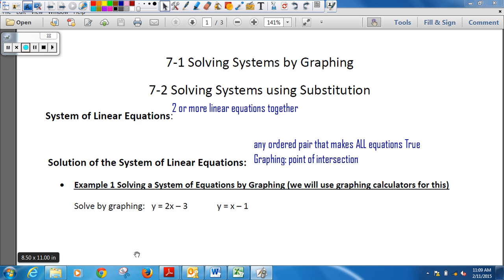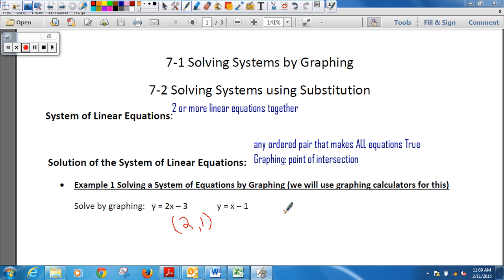If you did not reset your window before you started, I would make sure you do that. So reset your window at negative 10, 10, negative 10, 10. There are two lines because we had two equations. I need to find the point of intersection. To do that, you need to hit second trace, and the point of intersection is 5. Enter the first curve, enter the second curve, and guess. So our point of intersection then is going to be the point 2, 1.